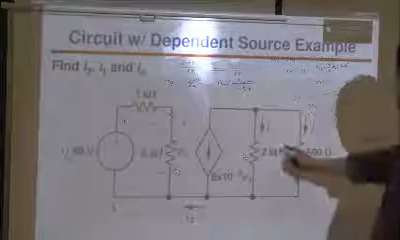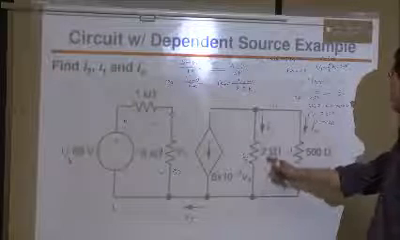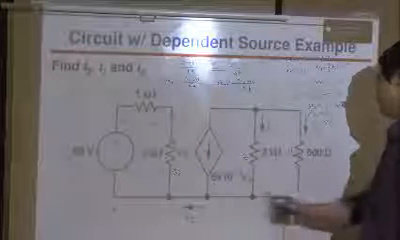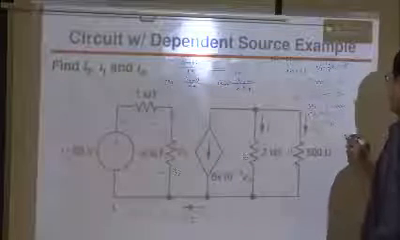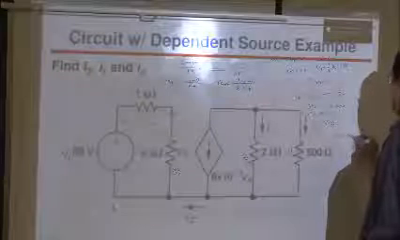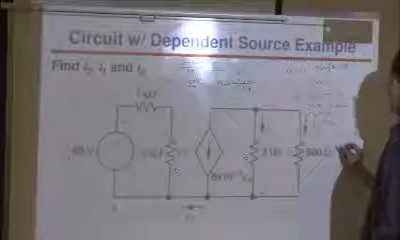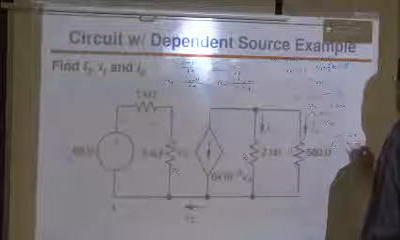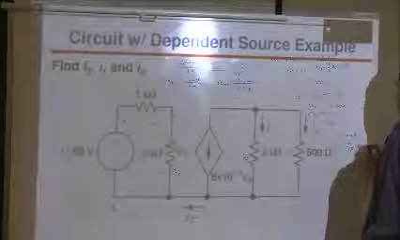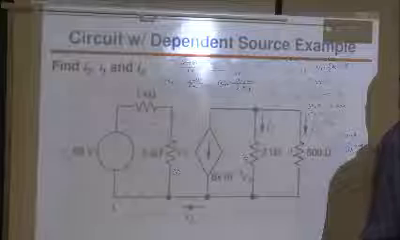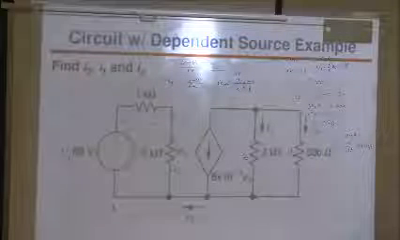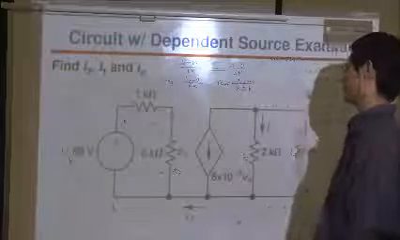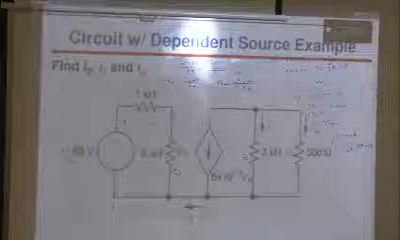So how much is I1? I1 then is 120 over 2K, that's 60, so I1 is minus 60 milliamp. IO will be 120 over 500, so it will be minus 240 milliamp. And then it also requires you to solve for I2. How much is I2?